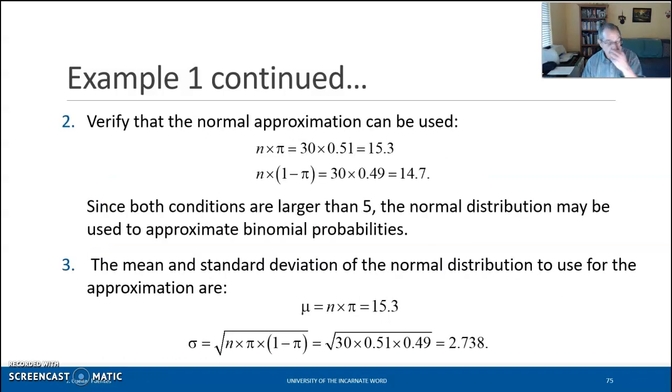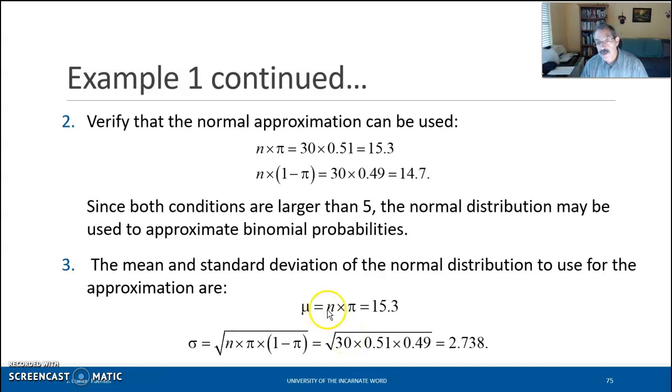All right, next step, we need to verify that the normal approximation can be used. You can see that the number of trials times the probability of success is 15.3. And the number of trials times the probability of failure is 14.7. Both are larger than 5. So yes, we can use a normal distribution to approximate the binomial probability for this problem. Then, which normal distribution are we going to use? Well, the one with this mean and this standard deviation.